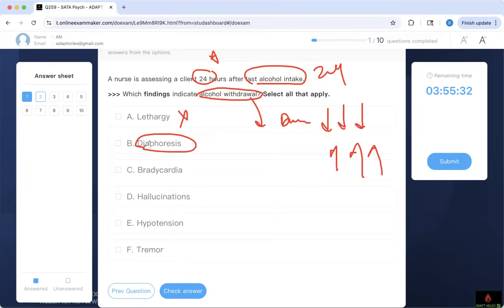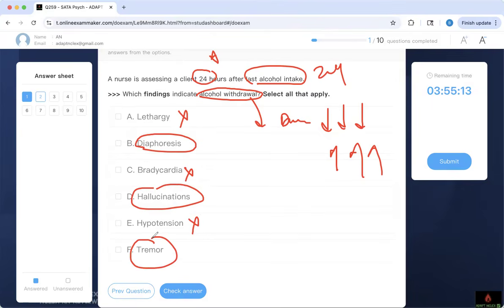Diaphoresis, we're going to keep it. I'm showing you a strategy for how to do select or apply. I know I'm looking for things that are going up. Bradycardia, I'm going to eliminate it. Hallucination, I'm going to leave it. Hypotension, you're supposed to be hypertensive. And then you have tremor.